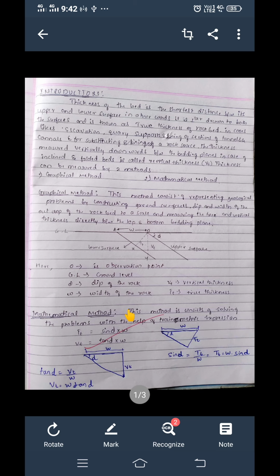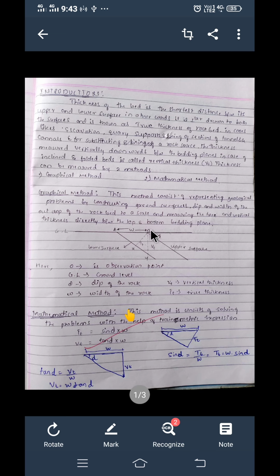So, we'll study the thickness of rock beds in this geology lab experiment. We know that below the ground level there are various layers of rock beds. Here we are determining the thickness of those rock beds. There are two methods to determine the thickness: one is the graphical method and the other is the mathematical method.